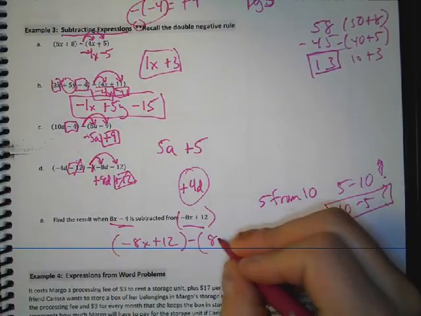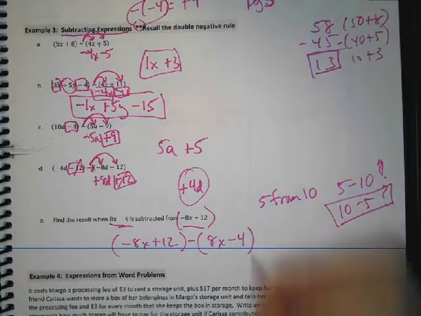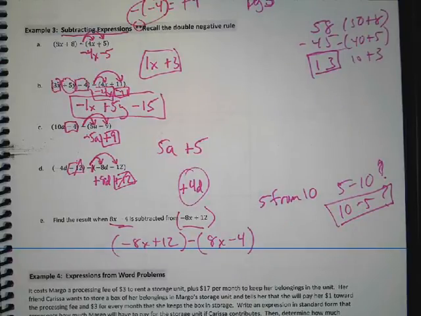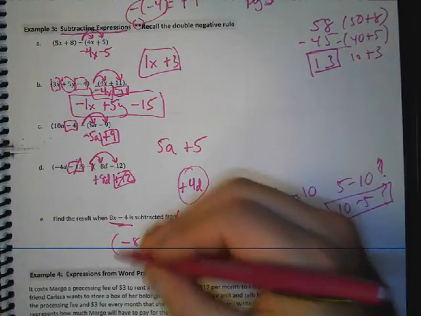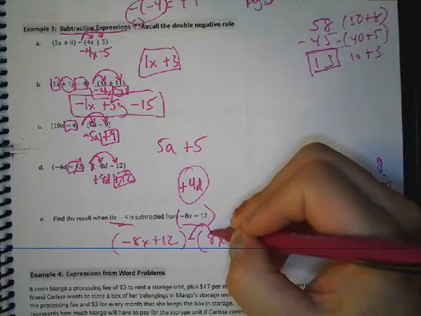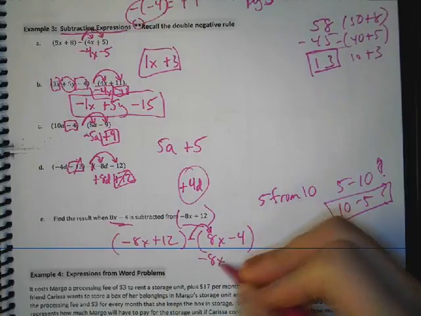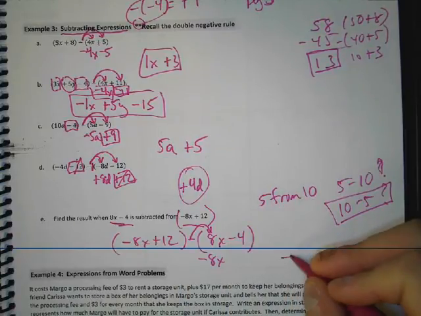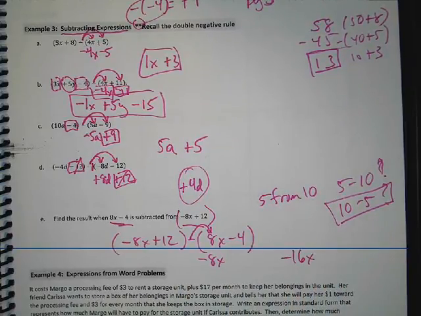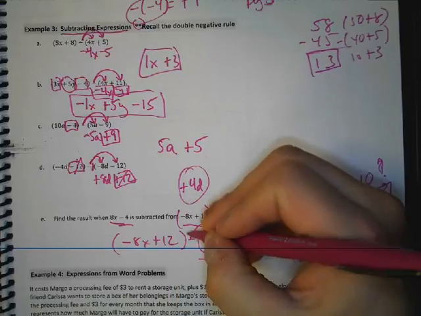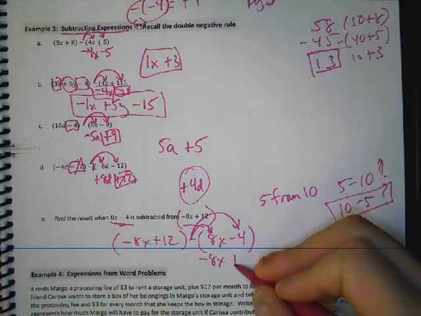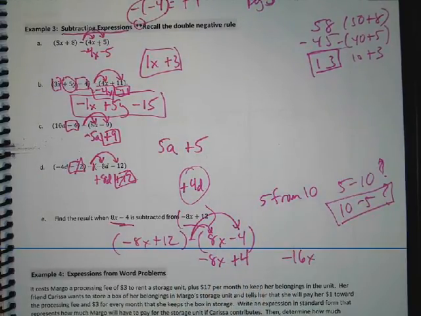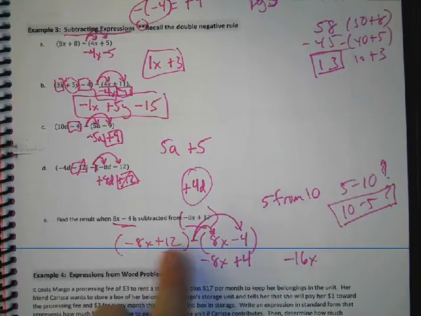So you start with negative 8x plus 12. Now I have negative 8x minus 8x, which would be negative 16x. Borrow 8 more. Then 12 minus negative 4. A minus negative 4 becomes a plus 4 if I subtract the negative 4. So 12 minus negative 4 becomes plus 16. All right, very good.